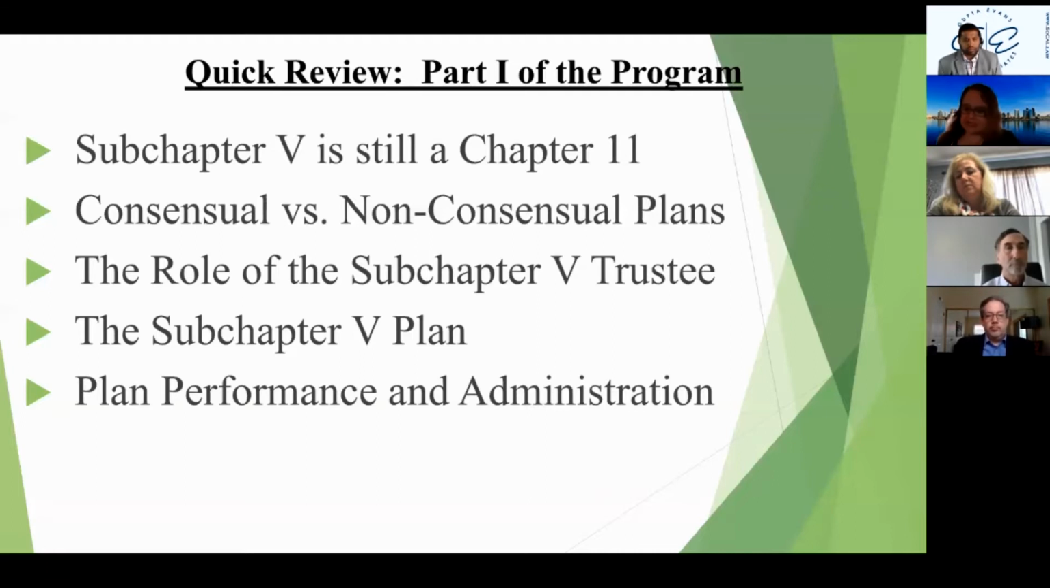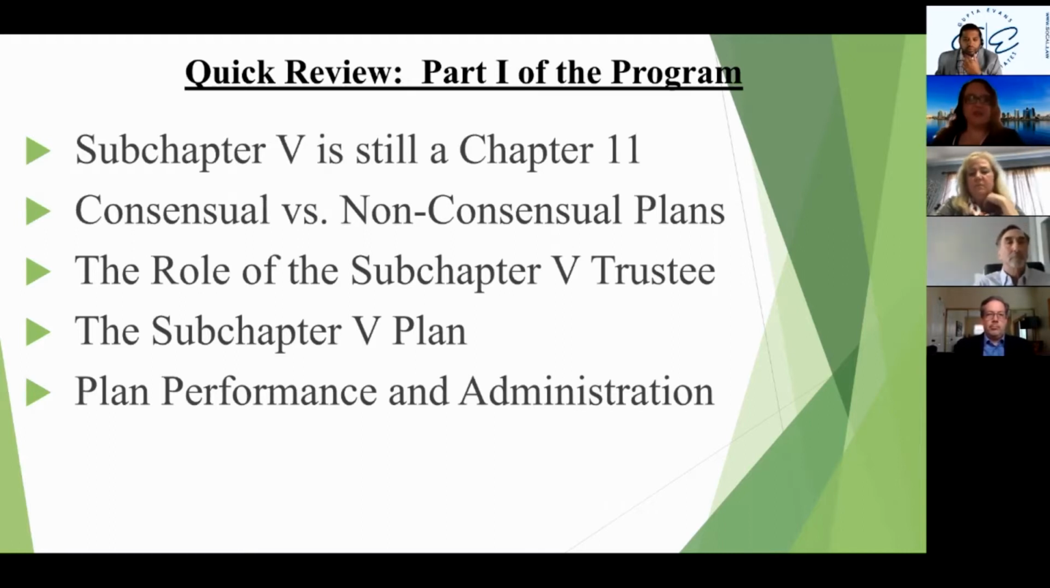One of the key concepts in Subchapter 5 is the difference between consensual and non-consensual plans, and it's important to understand the distinction when looking at many provisions that are set forth in Subchapter 5. A consensual plan means that all creditor classes have voted in favor of the plan, and a non-consensual plan means that one or more classes of creditors did not vote in favor of the plan. The confirmation standards, just by way of example, for consensual and non-consensual plans are different, and those are going to be discussed in greater detail later.